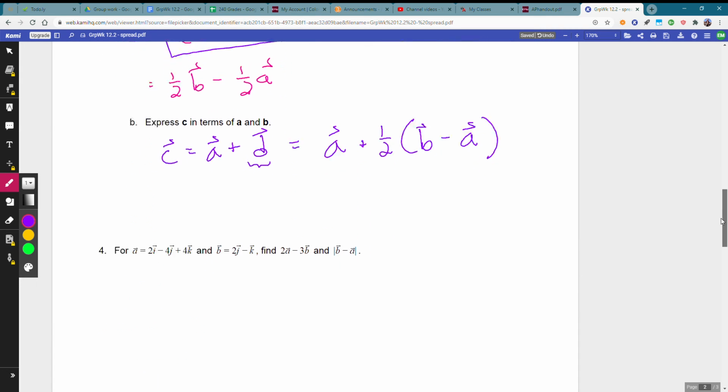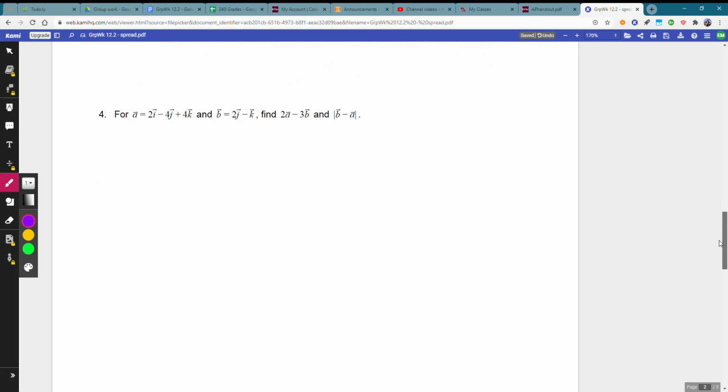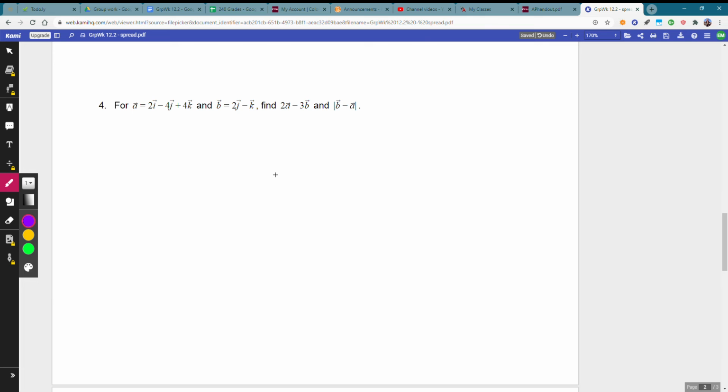Moving on down. Here we just have some computation fun. So here we have a couple vectors A and B given in IJK notation. We're asked to find this vector here and the size of this vector over here. So here to start, it's not necessary, but I like to immediately write these vectors in component form. So 2, minus 4, 4 is A, and then B. Notice there's no I going on, so that means the X component is 0, then 2 for the Y, and minus 1 for the Z.